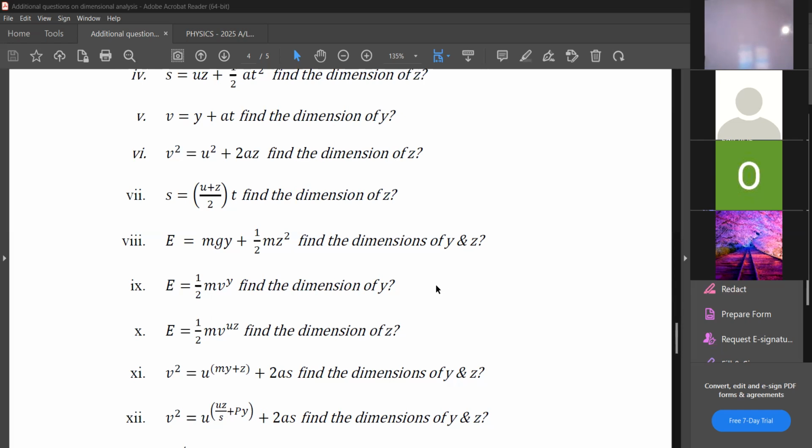Yeah, in this case, the 10th one, you are given the dimension of U. U is a velocity, so you can substitute the dimension of velocity here. Then you substitute the value.